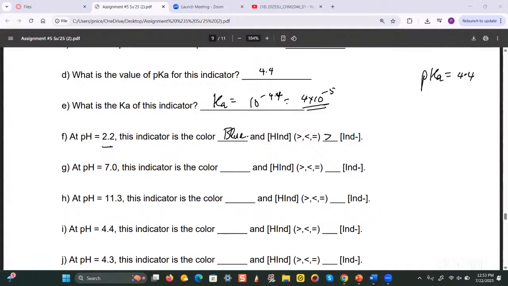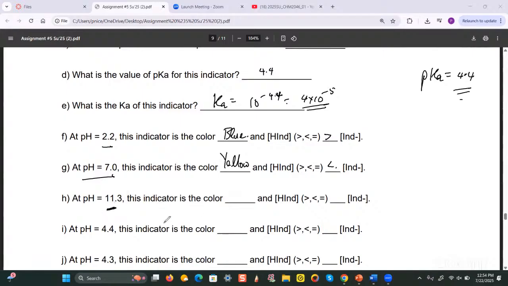conjugate base. Then they say pH equal to 7. What would you expect the color of the indicator to be? Compared to 4.4, 7 is greater, right? So what would you expect the color to be? Yellow, exactly. And that means the concentration of the indicator is greater than, less than, or equal to that of the conjugate base? Less than, exactly. And that's how that works out. Okay, very good.